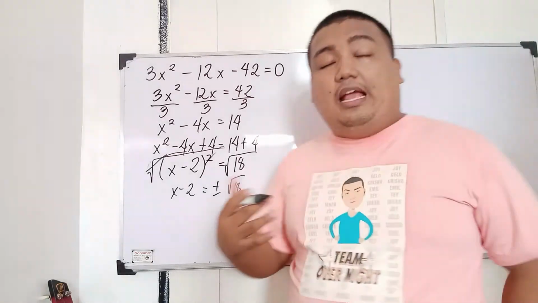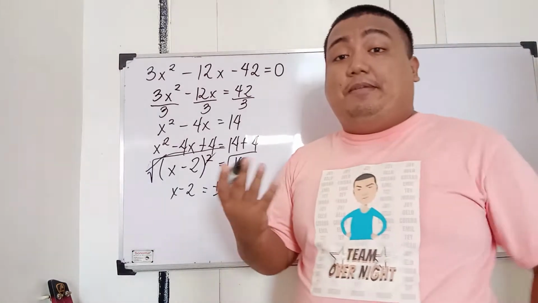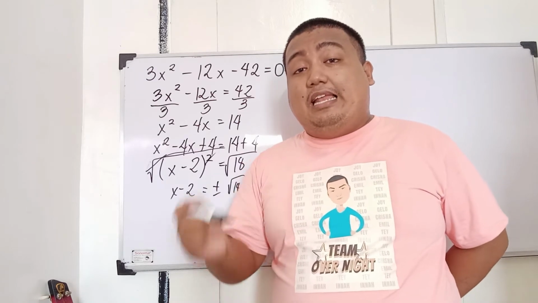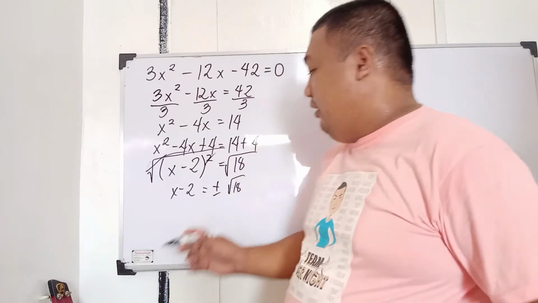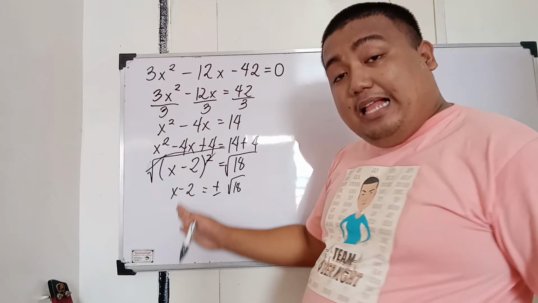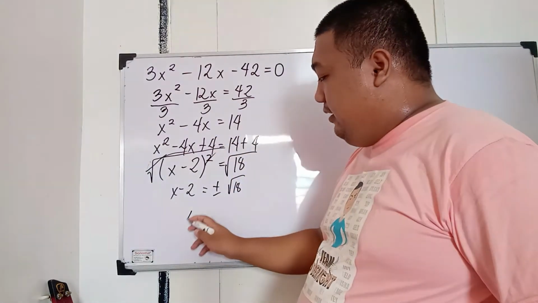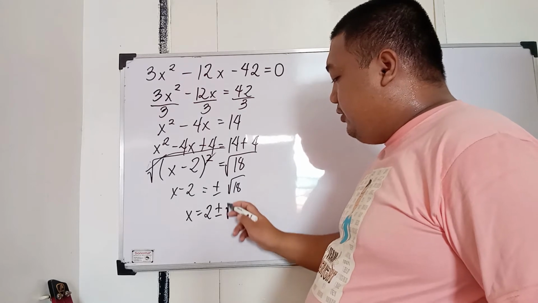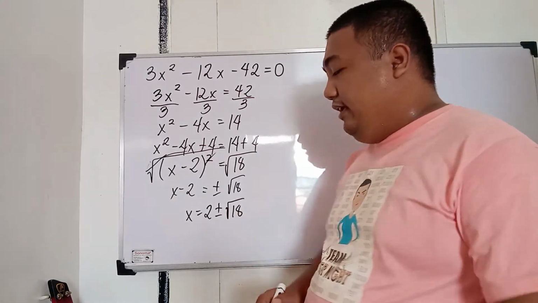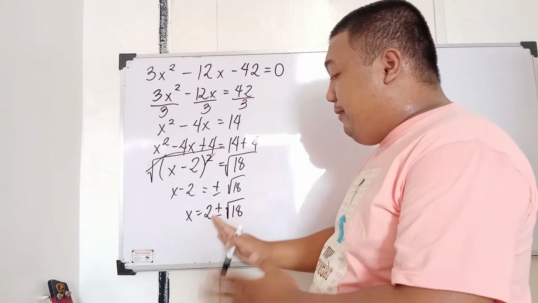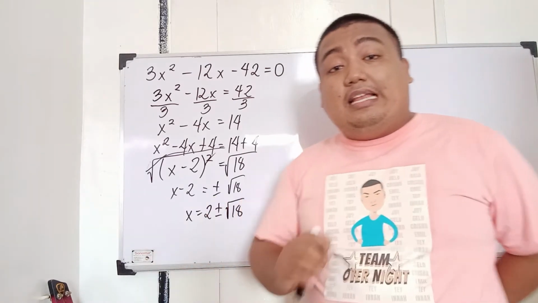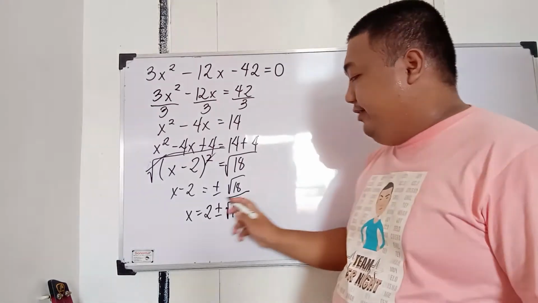Si square root of 18, meron pa yung simplest form. Pero hindi ko muna siya ipapart since hindi pa natin alam kung paano siya gawin. Okay? Then, after that, ilipat natin si negative 2 on the other side. So, x is equal to 2 plus or minus square root of 18. So, since hindi mo pwede pagsamahin si 2 at si square root of 18 dahil nasa loob si square root, yan ang ating final answer.